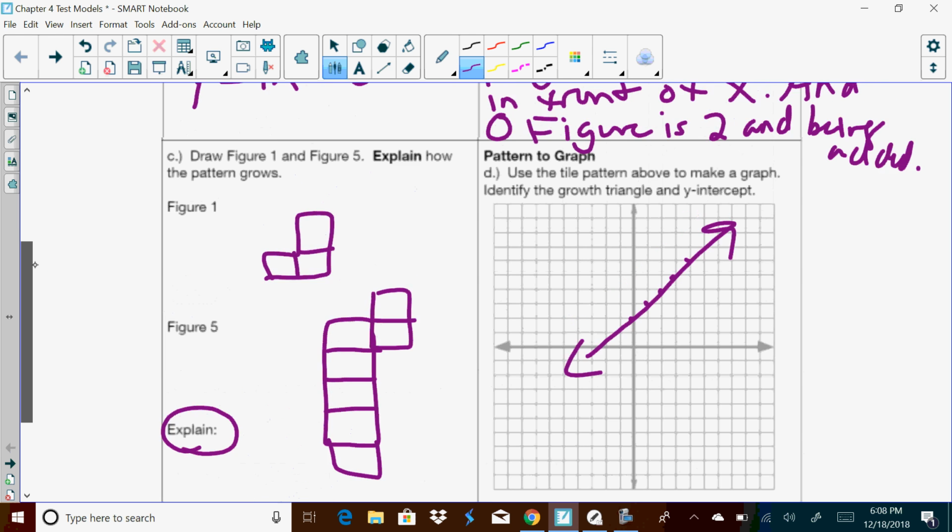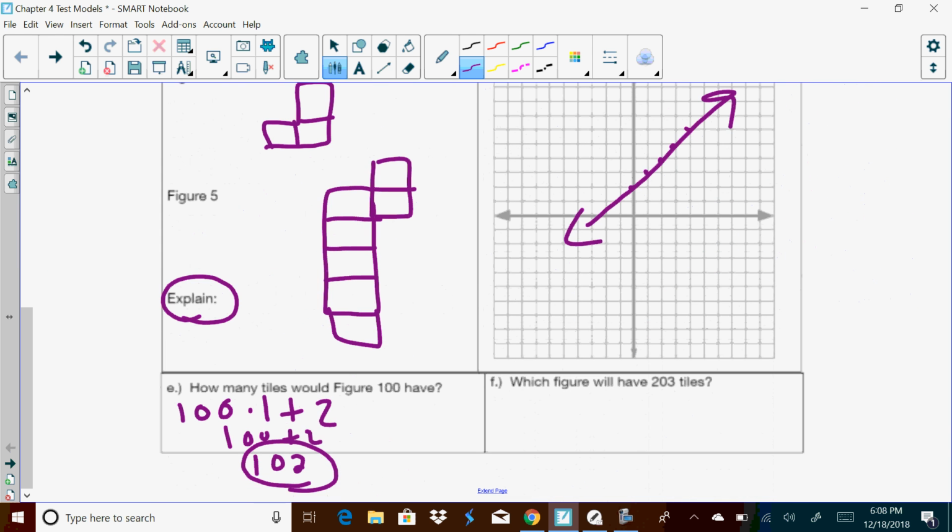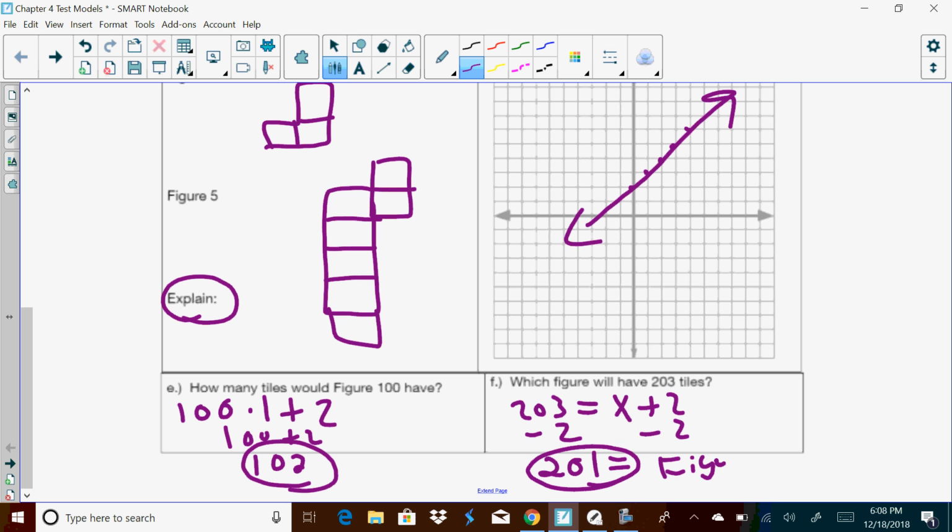And then F, which figure would have 203 tiles in it? Now, with my pattern, I would set it equal to it. So I do 203 equals x plus 2. Subtract 2 from each side. So it'll be 201, figure 201. Okay, so that's how you're going to set up the whole first part. So you're going to pause the video and you're going to do the same problem, similar with a different pattern.